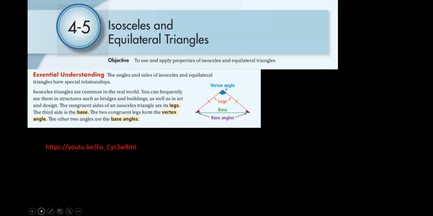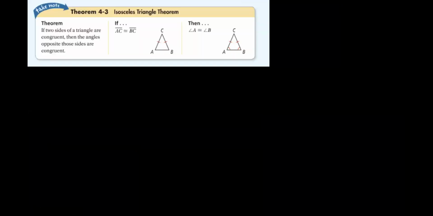Now, our lesson was talking about isosceles and equilateral triangles. We said that if we have one triangle with two congruent legs, congruent sides, we name this type of triangle an isosceles triangle. And we have two angles, we call them base angles. The first theorem that we talked about is the isosceles triangle theorem.